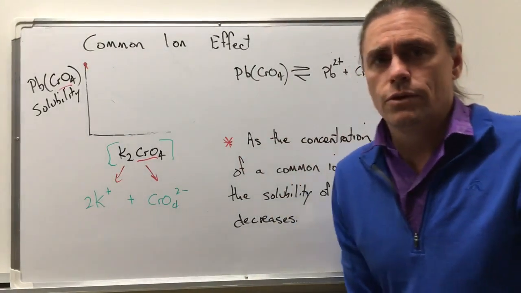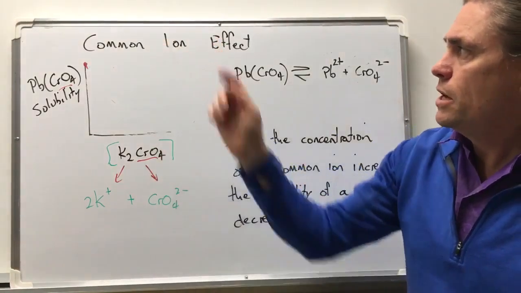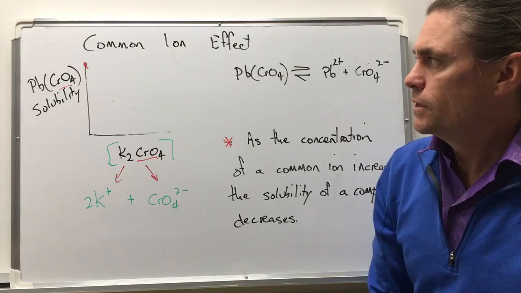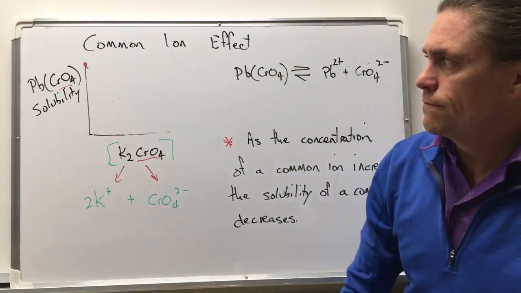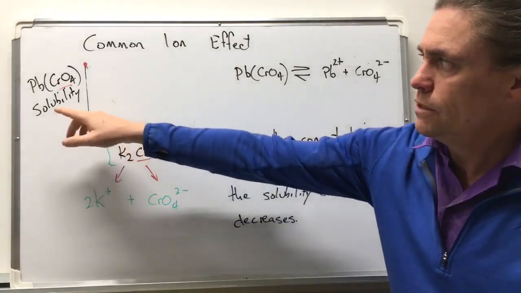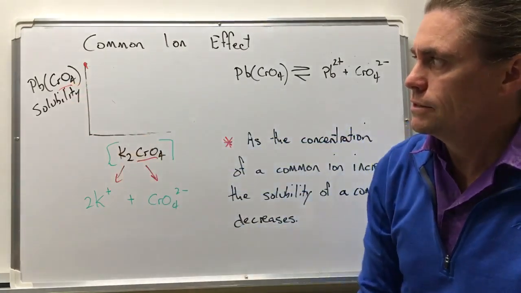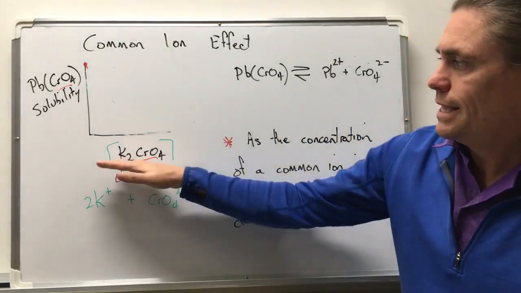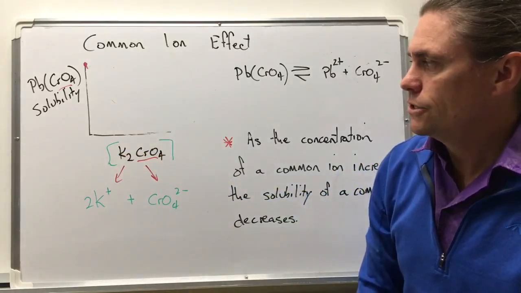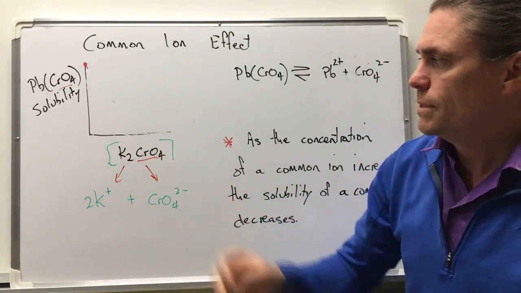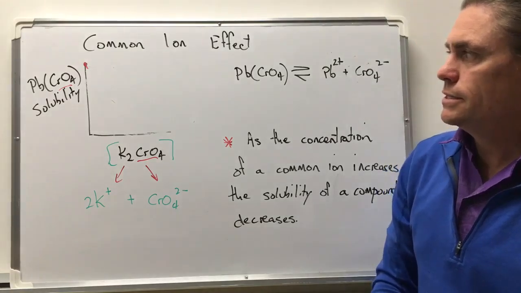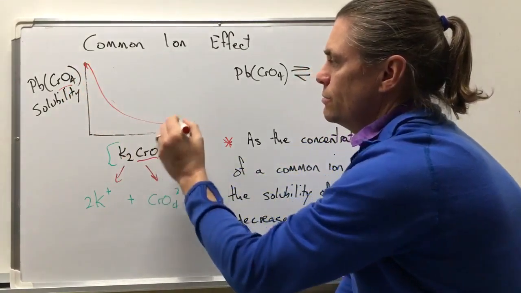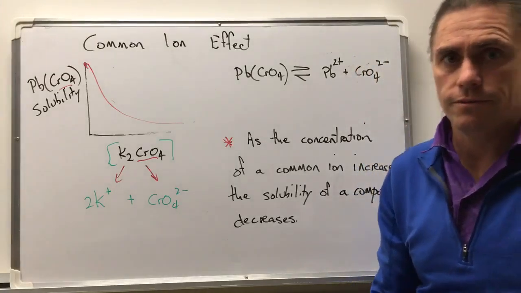Okay, let's have a look at this concept of the common ion effect and how it affects solubility. So if we draw a graph of the solubility of an ionic compound such as lead chromate, or any other ionic compound, and we plot that against an increase in concentration of another compound that has a common ion in it, what we find is that the solubility of our first compound decreases with this increase in concentration.